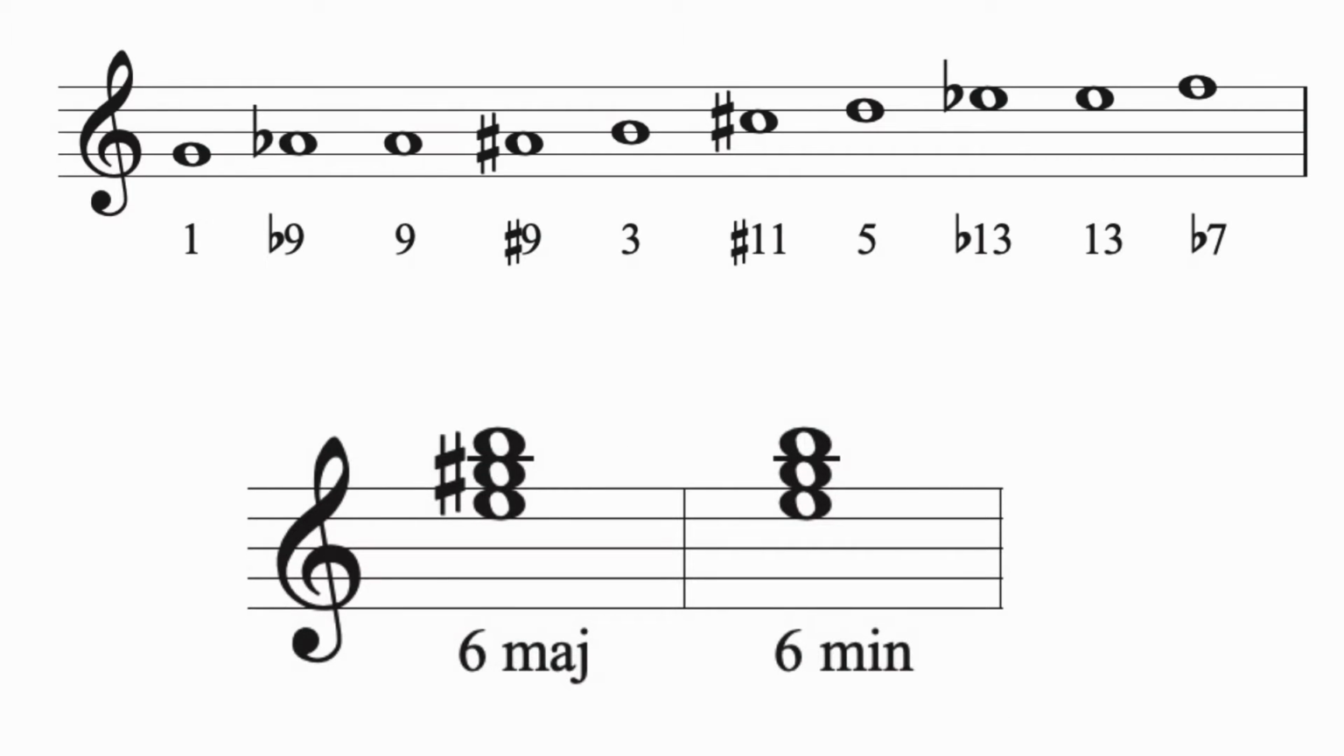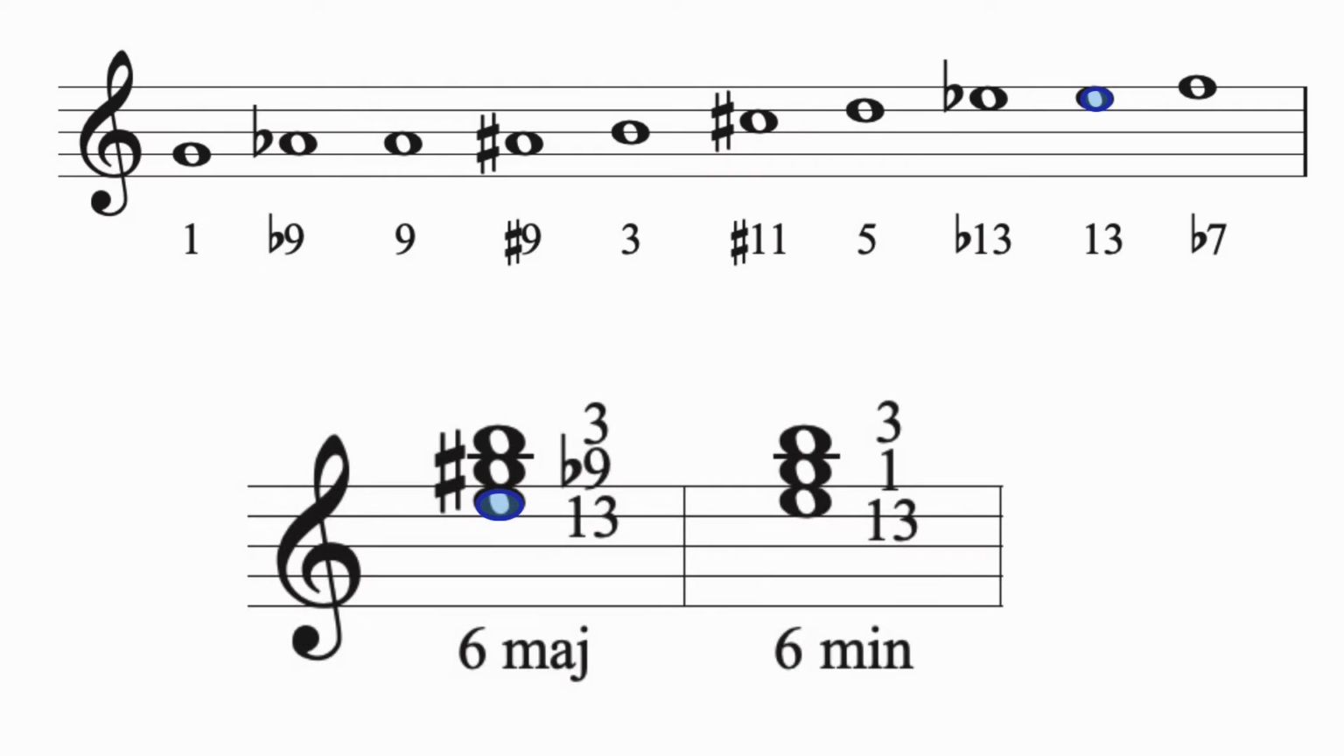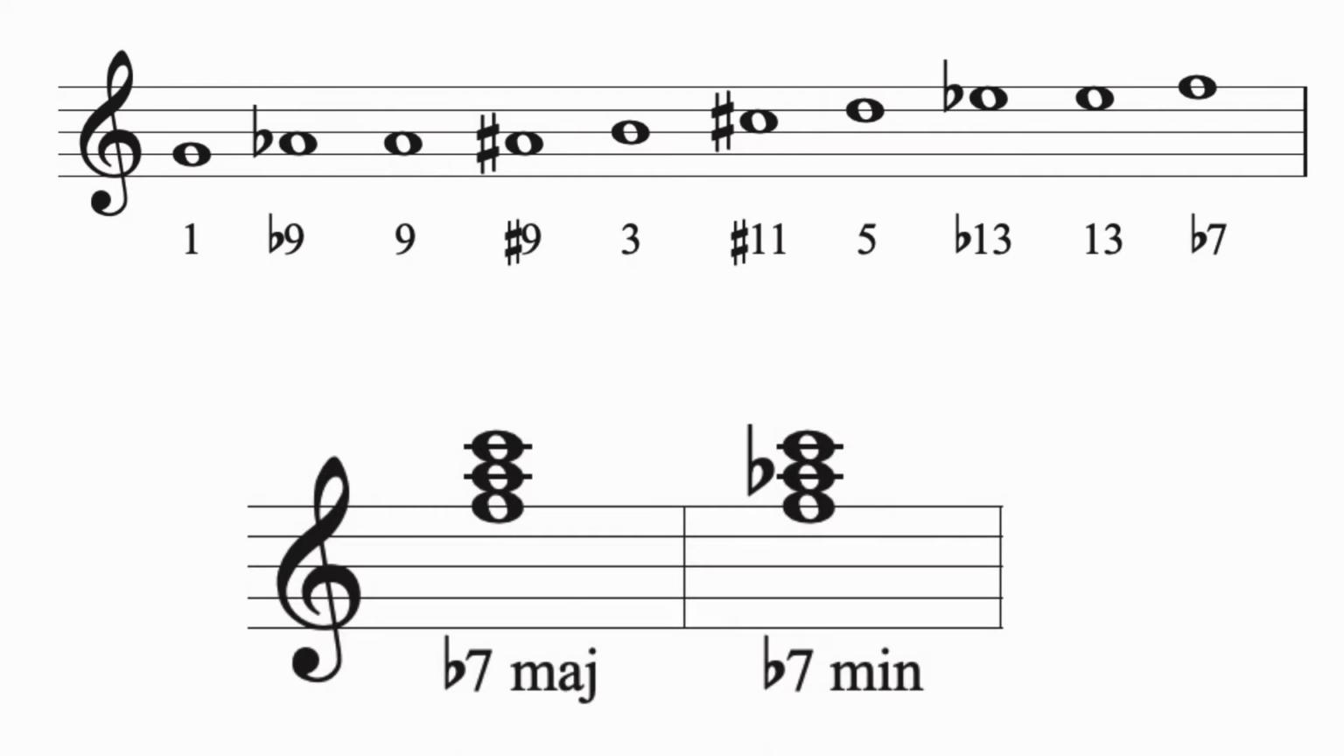Those built on 6th or 13 are both very useful. The major triad is the 13th, the flat 9 spelled enharmonically, and the 3rd, and the minor triad is the 13th, the root, and the 3rd. Now we can't use either triad built on the flat 7th because they both contain a C, the 4th.